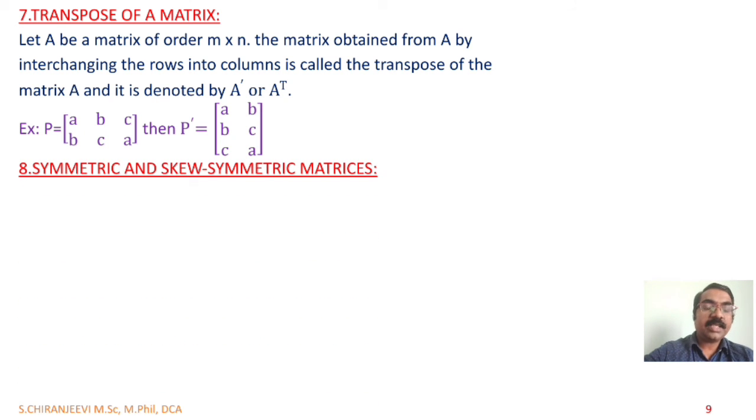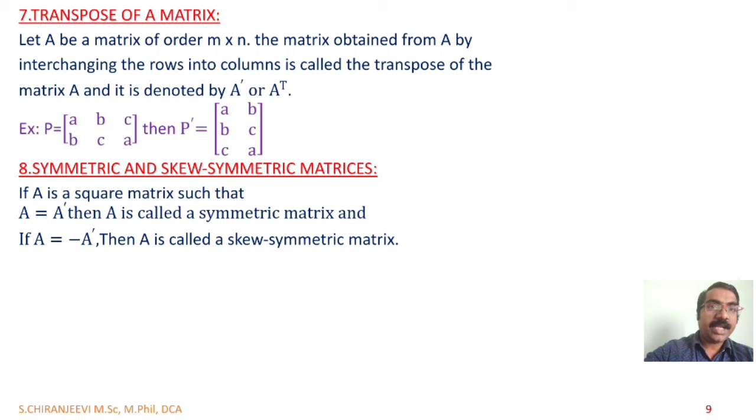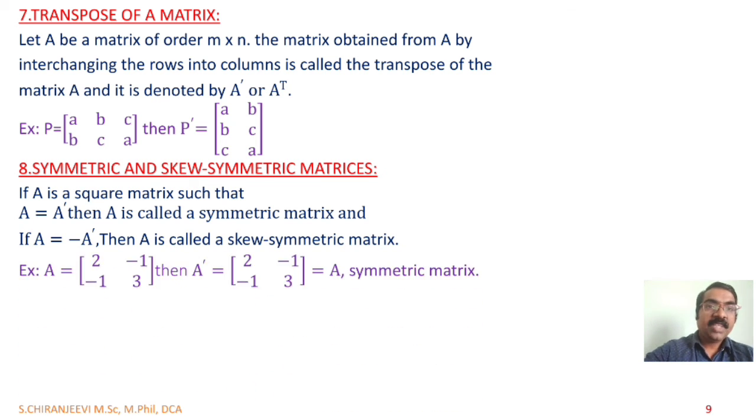Symmetric and skew symmetric matrices. If capital A is a square matrix such that A equal to A dash, if the matrix and its transpose are the same, then we call it a symmetric matrix. If A equal to minus A dash, then capital A is called a skew symmetric matrix. Examples, capital A equal to 2 minus 1, minus 1 3. Then if we take the transpose, 2 minus 1, minus 1 3, which is the same as matrix A, then we call it a symmetric matrix.